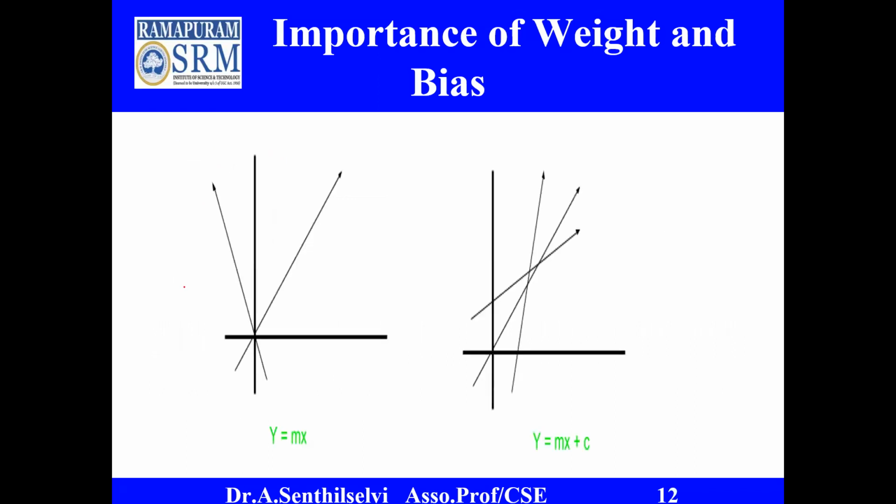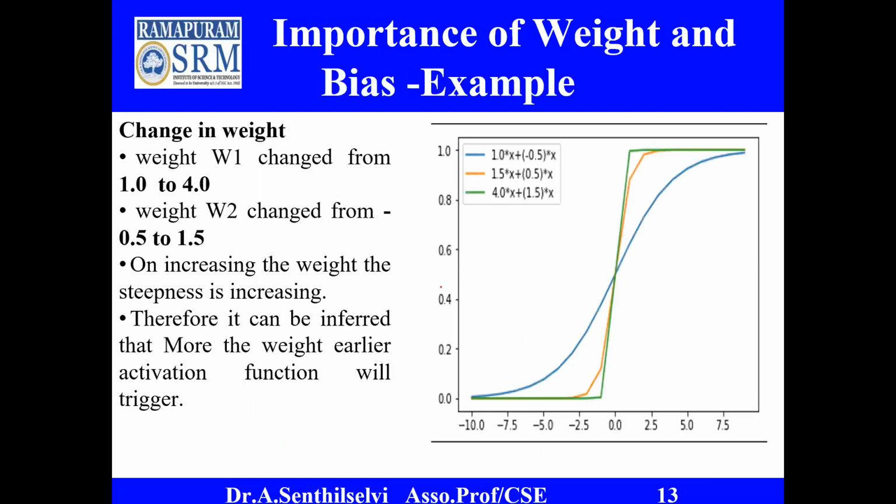See here, if you have an equation y equal to mx without a bias, it always passes through the origin. It is not fitted to a real-time scenario. Every time, the equation does not always pass through the origin. The lines may pass in different directions. That's why the bias will decide that. To make our model fit the real-time data, we introduce a term called bias.